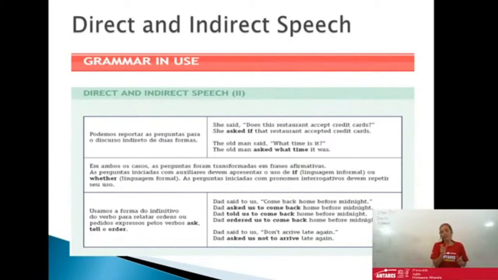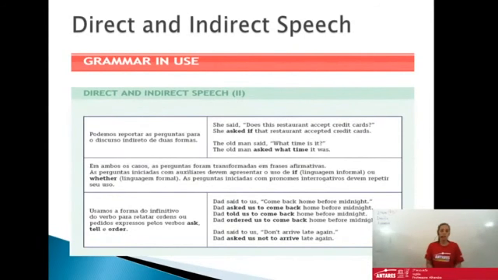One other thing that the book points out is that you have a word that means the same as if, which is the word whether. Okay? Whether is the same as if. It only makes your sentence sound more formal. So, she asked whether the restaurant accepted credit cards. Okay?